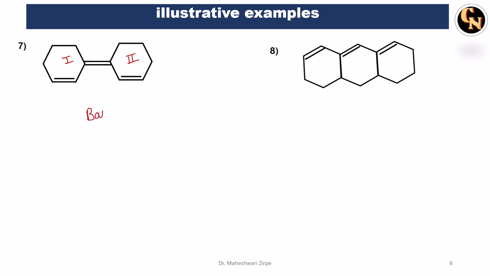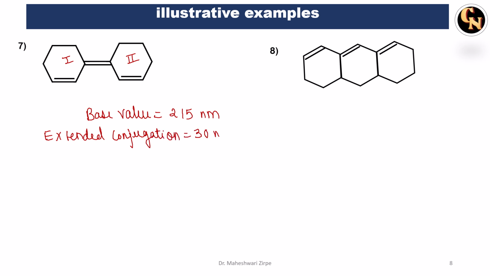First we will write the base value. So how much is the base value? It is 215 nanometers. Then there is an extended conjugation. So for extended conjugation, how much do we add? We add 30 nanometers, correct? After that, what else is there? The exo part, exocyclic double bond.